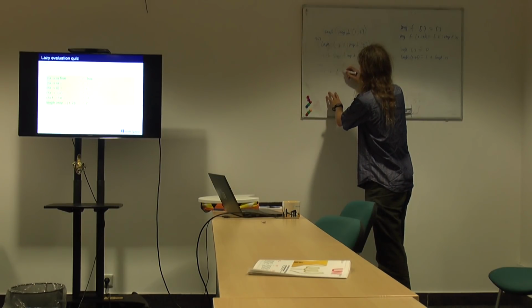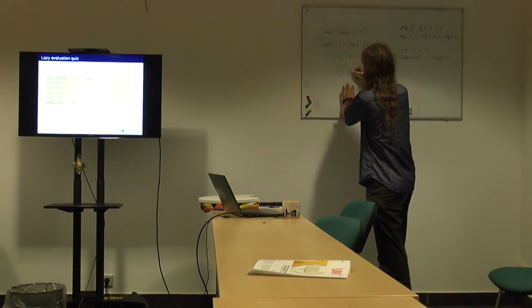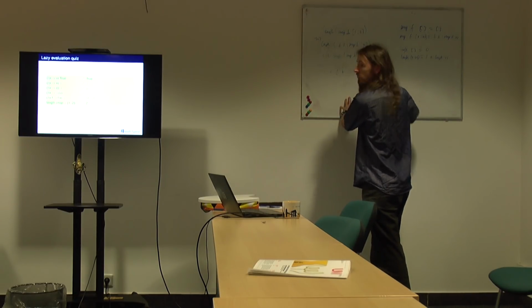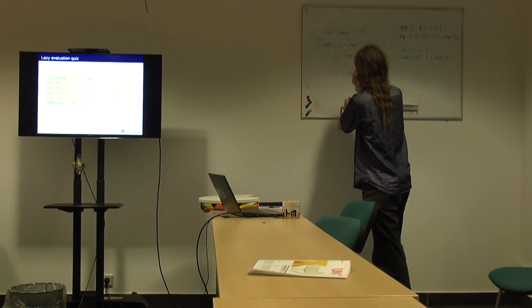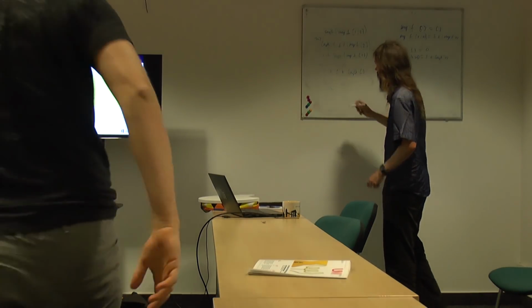I'm running out of ink on this thing. Until we get to 0, which will be length of map of the empty list. Duncan, there is something more. Oh, okay. Length, we would eventually get down to there, which would then, of course, just reduce to 2.